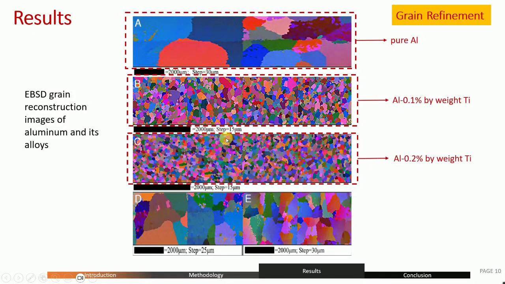Again, if they add 0.2% of titanium by weight in the aluminum matrix, they find that there is more refinement compared to 0.1% of titanium. So they have found that 0.2% is more effective. I'll be discussing in a later time what they have found.